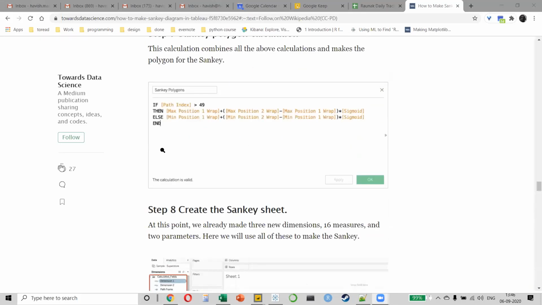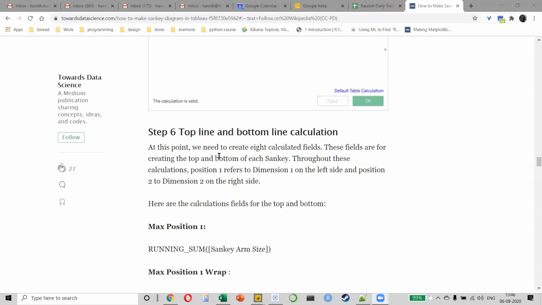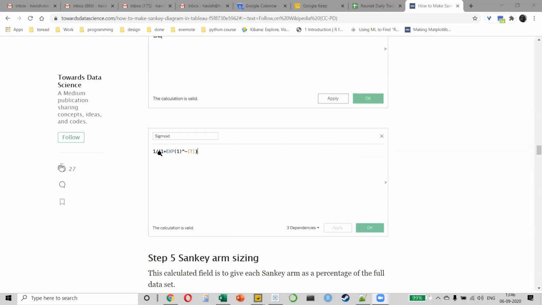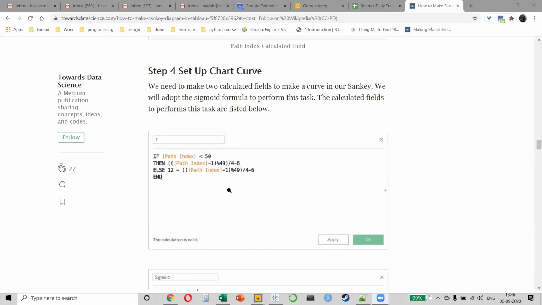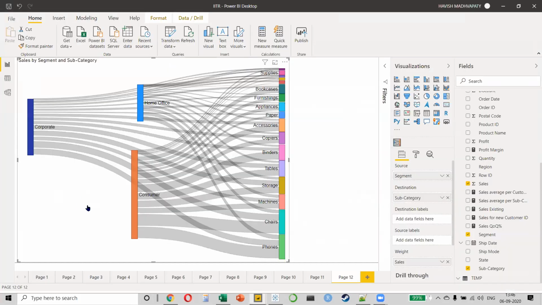Do you see all this, everybody? If path index is greater than 49, then you have to do a max position wrap. Then you have to create sigmoids. Then you have to create sign and cost values here. It's crazy, isn't it? And when I show it to people, they say, why would we ever do it on Tableau when we can do it on Power BI in literally one single click? I downloaded it and I clicked on it. That's the beauty of working on Power BI.